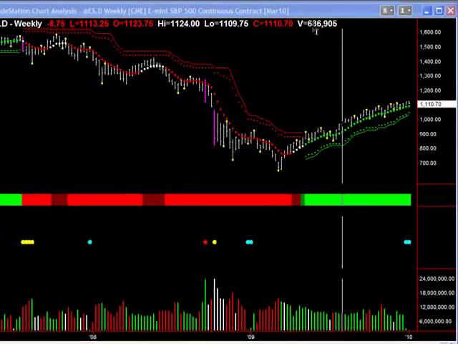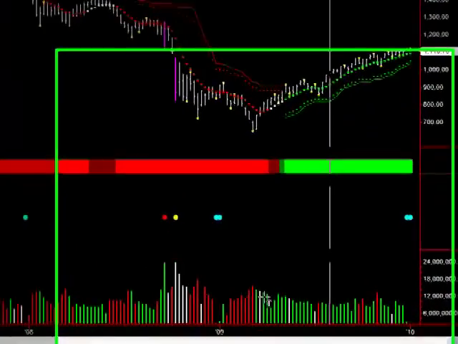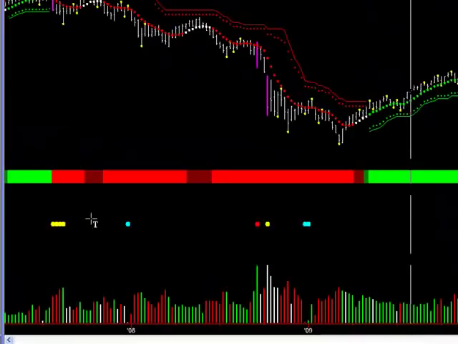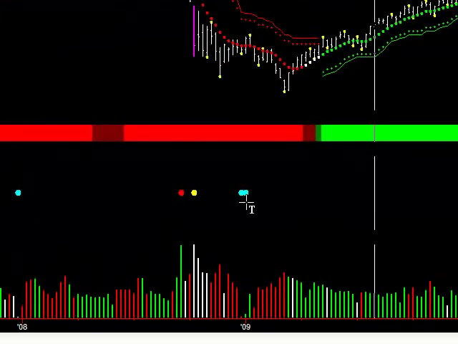The green shows you when there's buying volume, the white shows when there's neutral volume, and the red obviously shows you when there's selling volume. We also include in the indicator the volume radar. Red shows you ultra high volume, yellow shows you high volume, and cyan shows you ultra light volume.